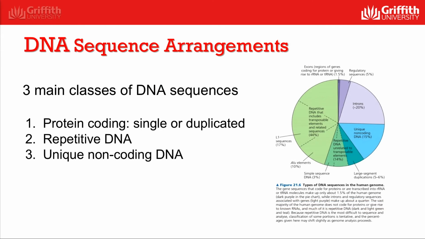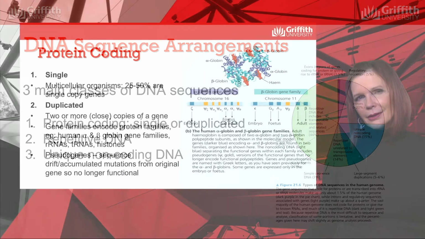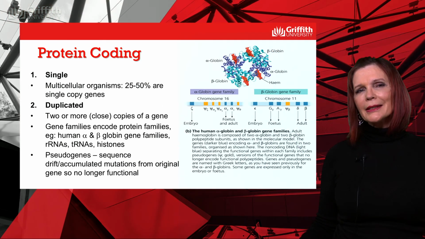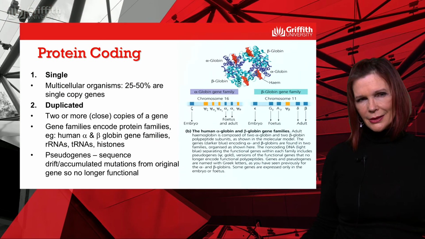There are 3 main classes of DNA sequences in the human genome. Only about 1.5% of the total human genome codes for proteins or is transcribed into rRNAs or tRNAs. The introns and regulatory sequences that promote gene expression make up about 1/4 of the genome. A significant portion of the genome is repetitive DNA, and about 15% of the genome is unique non-coding DNA. Up to 50% of the genes in the human genome are single copy genes.